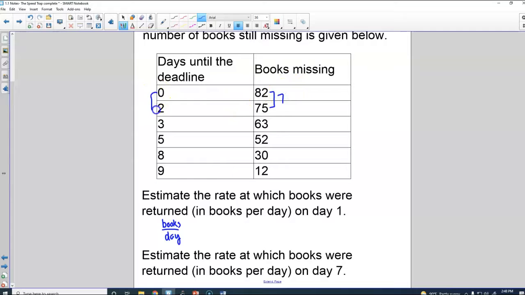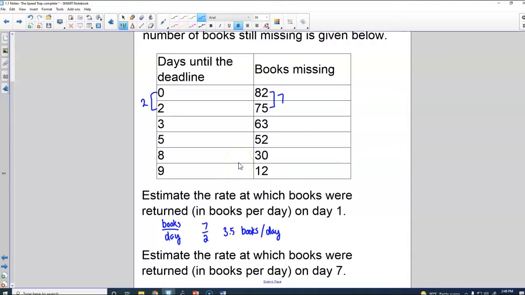7 over 2 days, right? So 7 over 2 would give us 3.5 books per day. All right, so we could estimate that rate that books are being turned in. I mostly gave you this example.